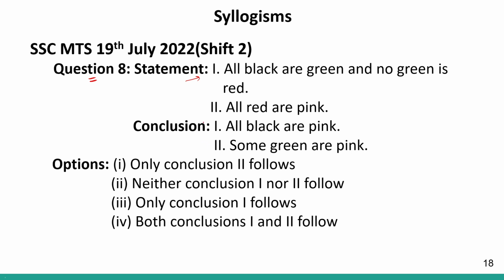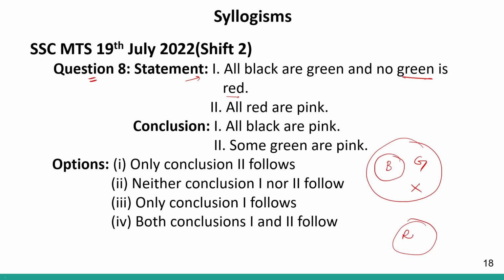Statement 1 says all black are green. So, all black are green and no green is red. That means green and red are separate entities. They will not overlap with each other. So, green and red are separate entities, and they will not overlap with each other.